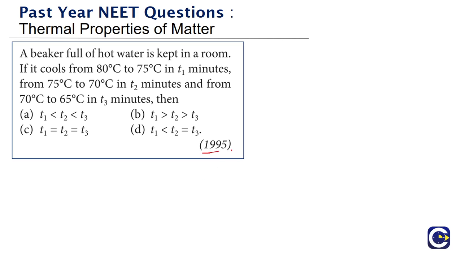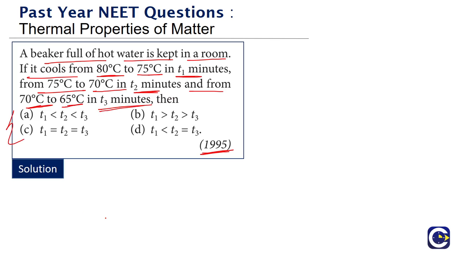We'll start with a question that came in the year 1995. This is a question based on Newton's law of cooling. A beaker full of hot water is kept in the room. If it cools from 80 to 75 in time t1 minutes, 75 to 70 in time t2 minutes, and 70 to 65 in time t3 minutes, then we have to look at what will be the relation between t1, t2 and t3. So obviously, here we have 3 cases: case 1, case 2 and case 3.